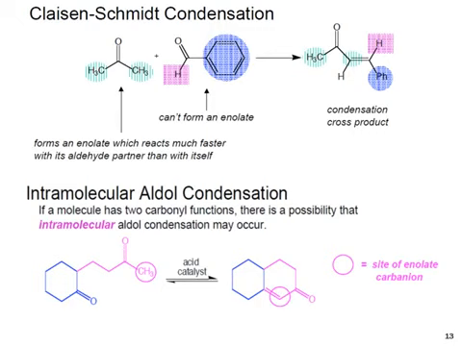In this case, the methyl group is initially converted into the enol form in the presence of acid. Then the enol form comes back through resonance, and the carbon attacks the carbonyl carbon of the ring and gives the final product.